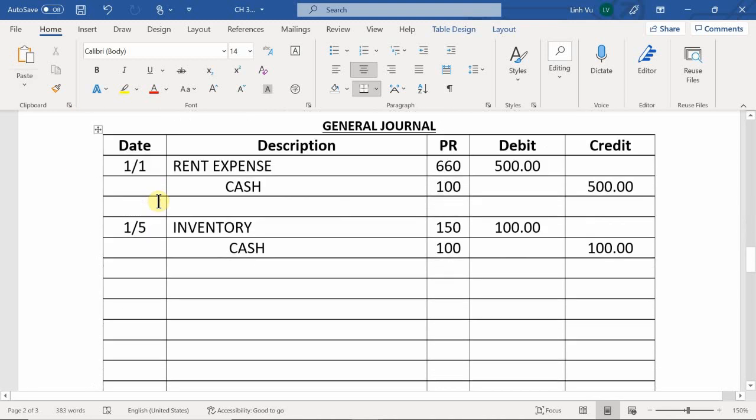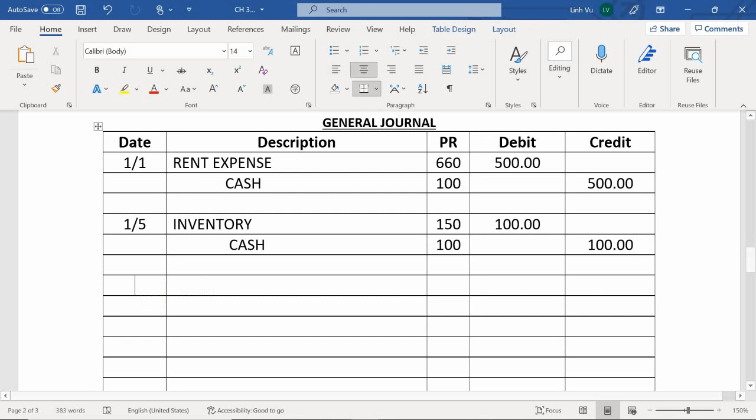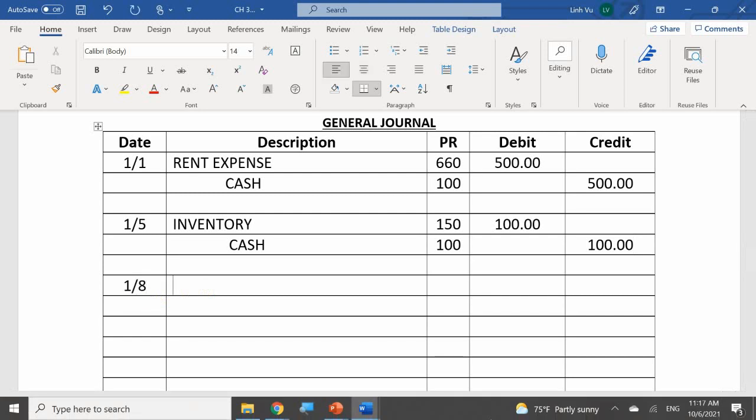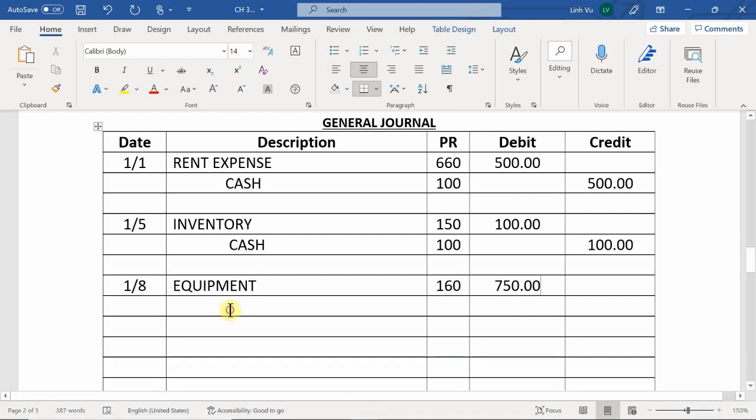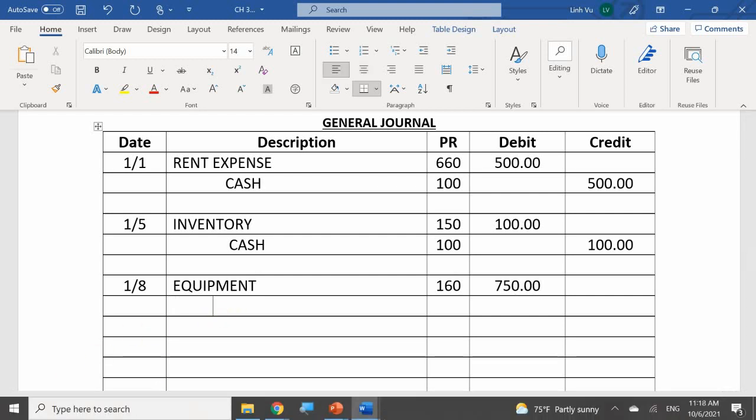Decreased. You 100% decreased it. So again, January 8th, I acquired equipment, which was account number 160. And I purchased it for $750. Okay? And I spent cash, so there I indent, which is account 100. And I bought it, spending it with $750.